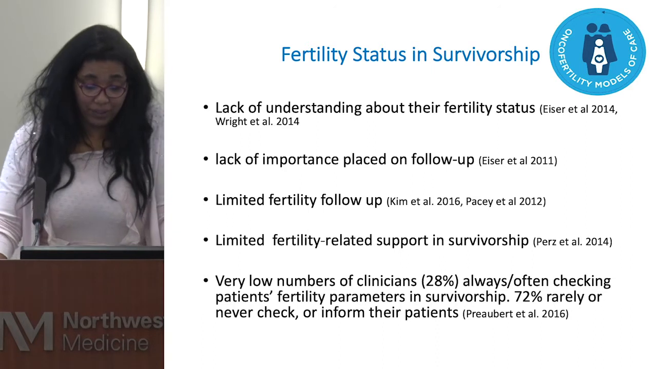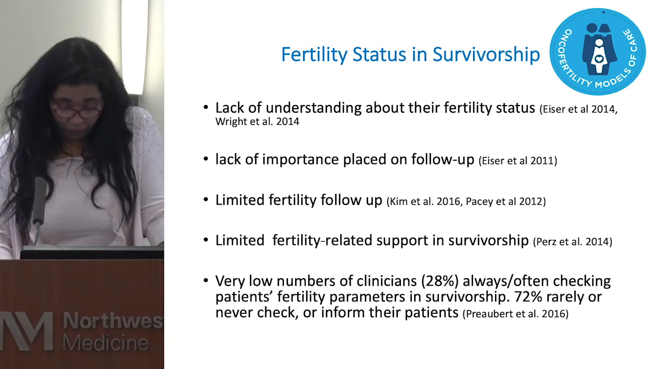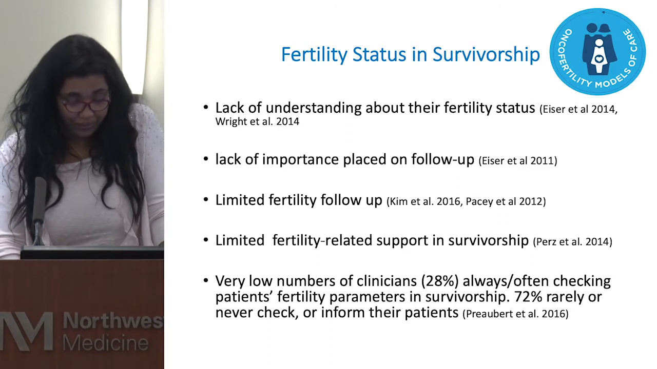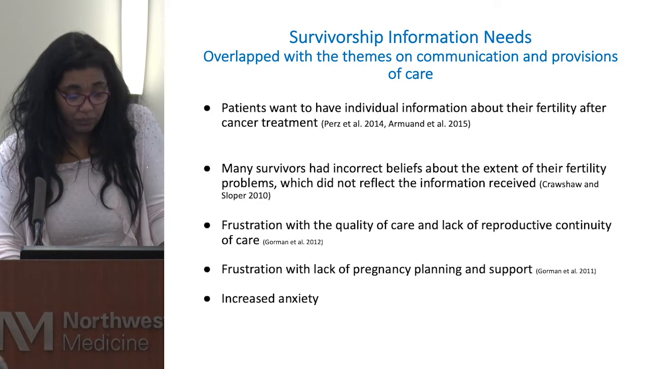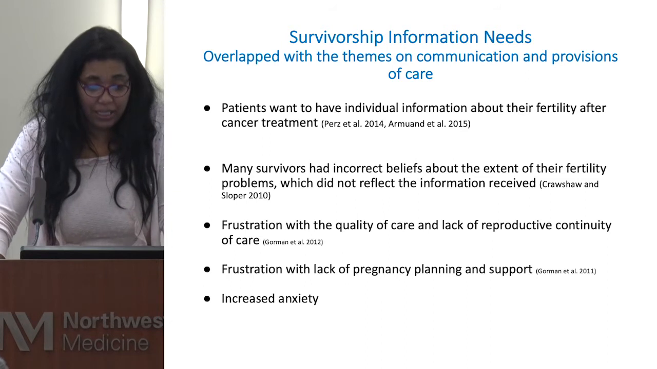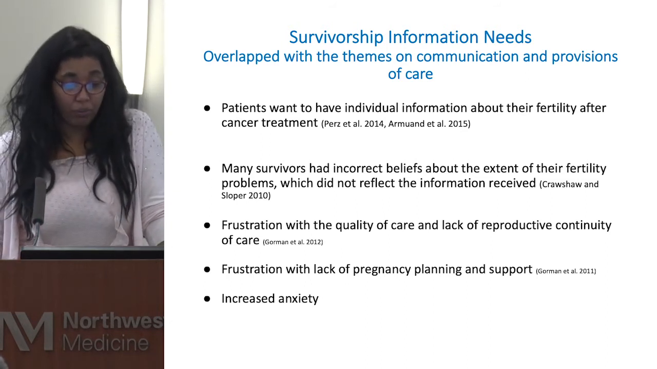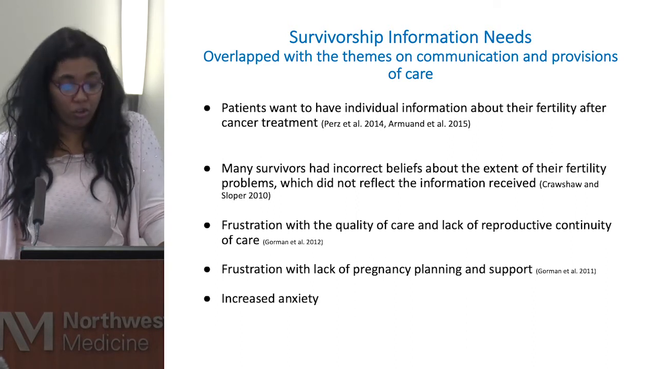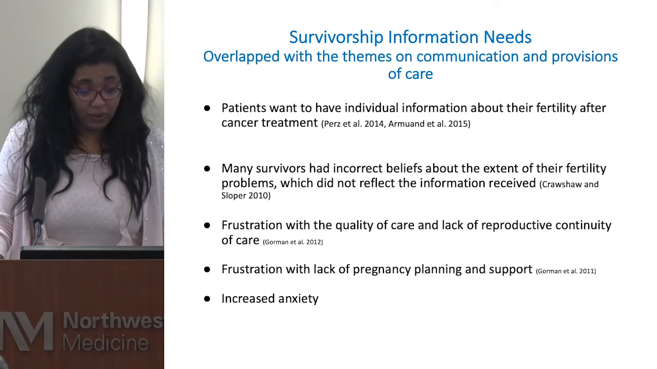Very low numbers of clinicians are checking the parameters of reproductive potential following cancer treatment, and I think it's disturbing, this study in 2016 saying that 72% of our cancer clinicians rarely or never check or inform their patients. In terms of information needs, this certainly overlaps the themes with what I've said before about communication and provisions of care, but patients want individual information about their fertility after cancer treatment.